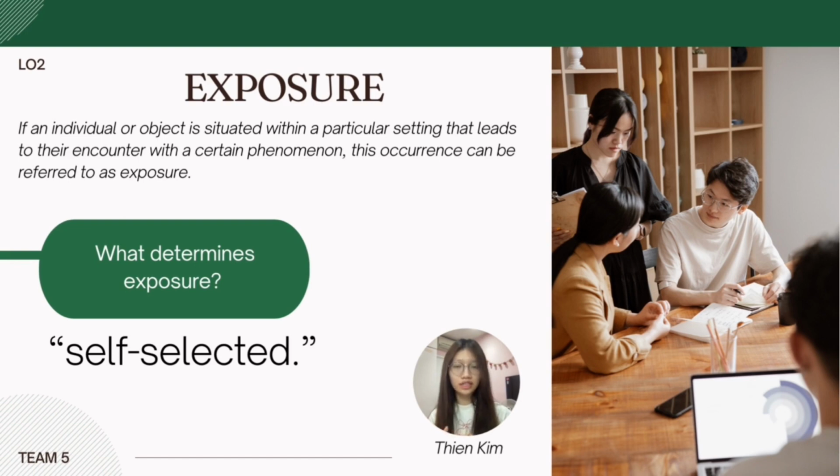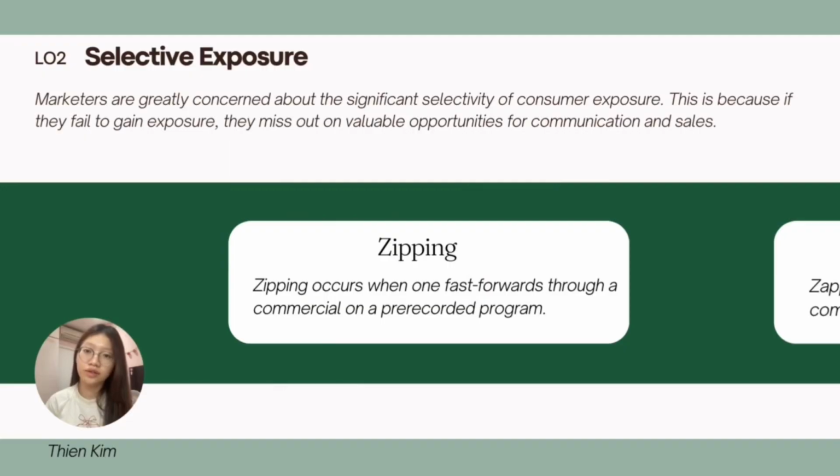So, what determines exposure? Most of the stimuli to which individuals are exposed are self-selected. Most of the stimuli that individuals encounter are chosen by themselves. Individuals actively search for the information that they believe will assist them in accomplishing their objectives. So, moving to selective exposure.